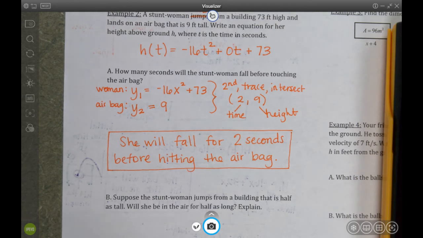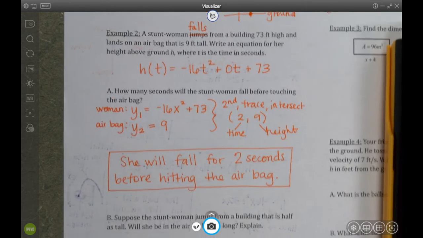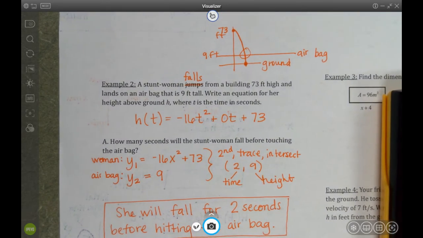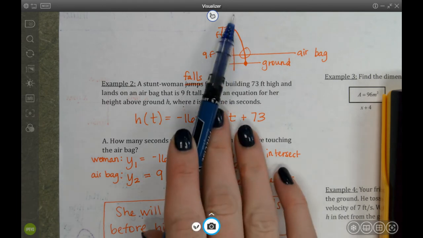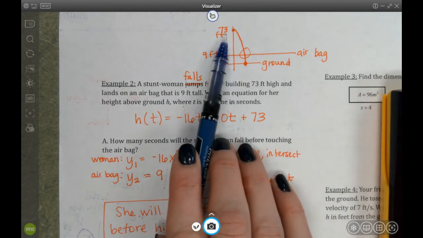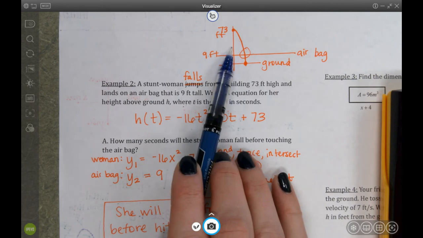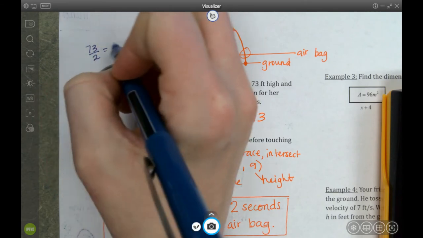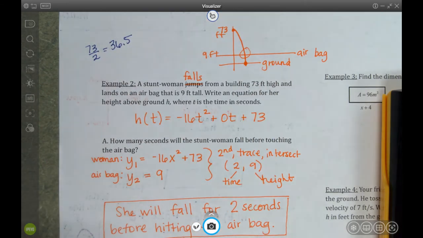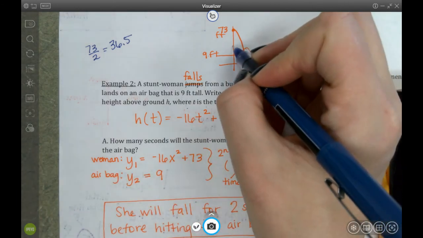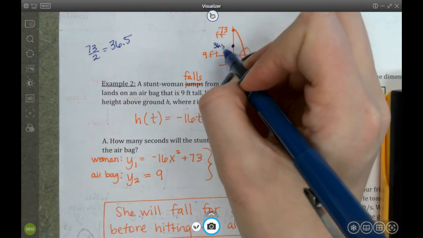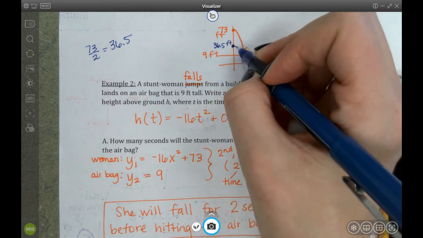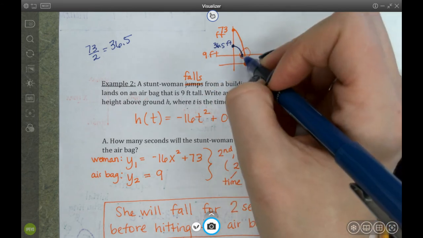Okay, part B, suppose the stunt woman jumps from a building that is half as tall. Will she be in the air for half as long? Okay, well, let's think about that. That's going to change my picture because she's not starting at 73 feet anymore. She's going to start from half of that, right? 73 divided by 2. Yep. So she's actually going to start right here from 36.5 feet. And then she's going to fall. And she's going to hit the airbag at some point.